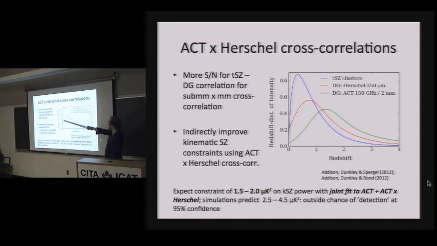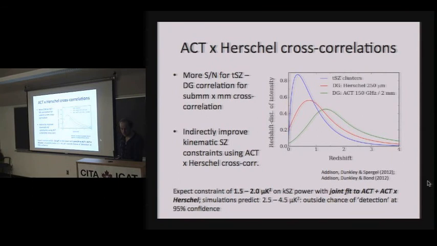So one thing we're trying to do is to cross-correlate ACT and Herschel maps and see, from an increased signal to noise, whether we can improve constraints on the thermal SZ-dusty galaxy correlation. We're hoping, with a joint fit to the Herschel data and ACT data, and this is sort of my prediction, that we're aiming for a 1.5 microkelvin squared kinematic SZ constraint, which is getting interesting for constraining the kinematic SZ models, particularly relating to models of extended reionization, which involve these expanding spheres of ionized gas. They contribute at the level we're going to be sensitive to. So it's pretty cool to have a probe of reionization from the CIB. And we're getting close to that.